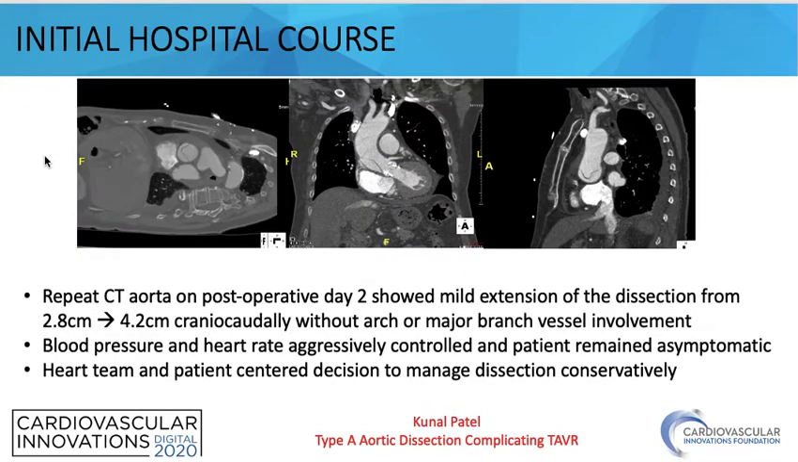The patient's initial hospital course was very unremarkable. She continued to have no complaints, no chest pain. Her heart rate and blood pressure were very well controlled. She remained neurologically intact, and we repeated a CT scan on her second postoperative day, which showed mild extension of the dissection flap, which was originally 2.8 centimeters on CT and now extended 4.2 centimeters cranially, but again, without any major arch or major branch vessel involvement. We discussed the surgical versus the conservative options with the patient and her family, and ultimately decided to continue to manage her conservatively with medical therapy.